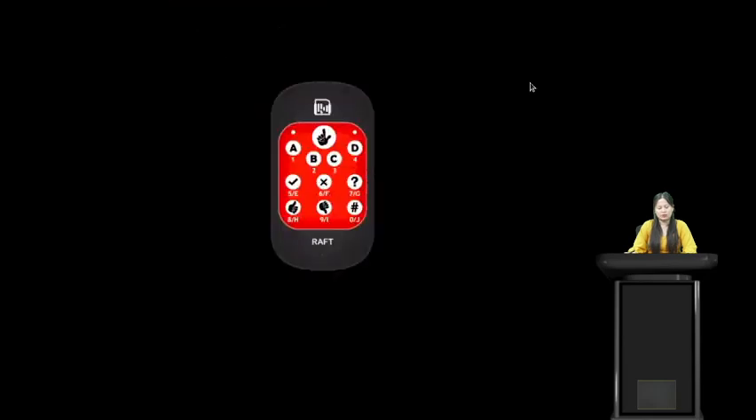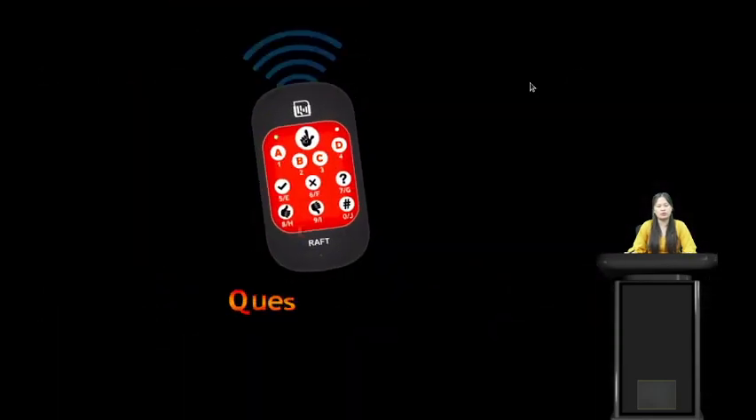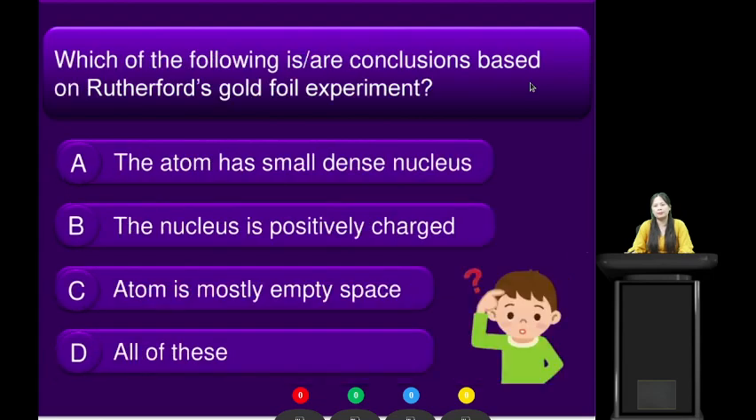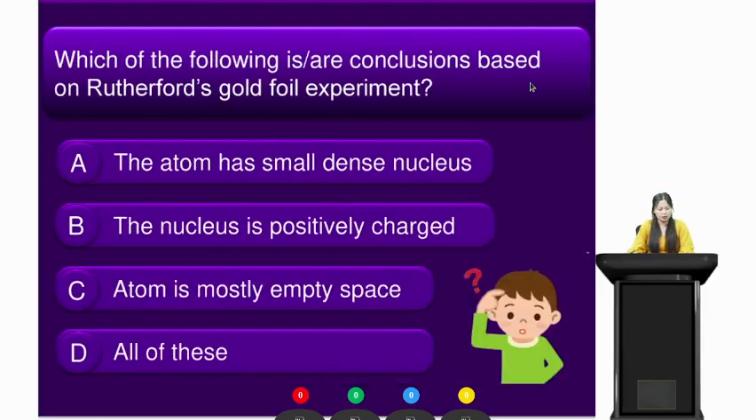Alright students, let us answer one more question. Please get your rough devices ready. The question is, which of the following is or are conclusions based on Rutherford's gold foil experiment? Giving you 30 seconds for this question. Your time starts now.